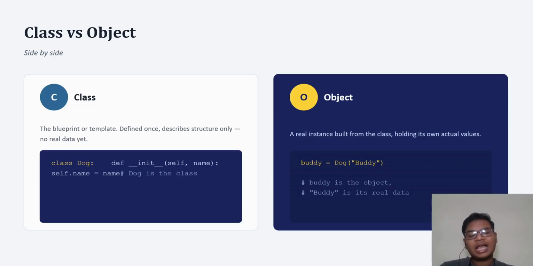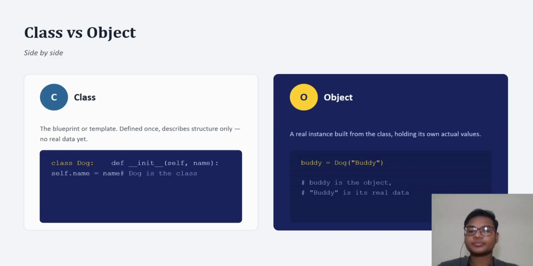After that, you create an init function here: def __init__(self, name). So self.name equals name. And here, that Dog is the class. You are correct. Okay. And when we talk about the object, what does the object mean here? A real instance built from the class, holding its own actual values.